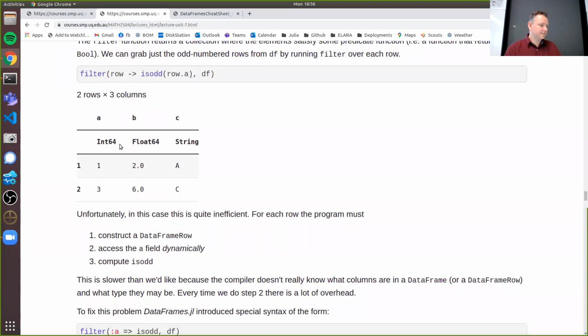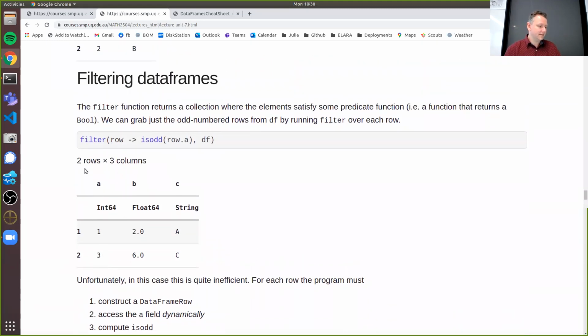So for example, we had this data frame where A was 1, 2, or 3. We're only looking for the rows where row.a is an odd number, and you can do that. What this will do is, for every row of the data frame, construct that data frame row with all the columns. Then it'll go row.a, which will have to do a kind of search: which column's A again? Find it. And then it will call isodd. So there's a lot of bookkeeping going on iterating a row like that.